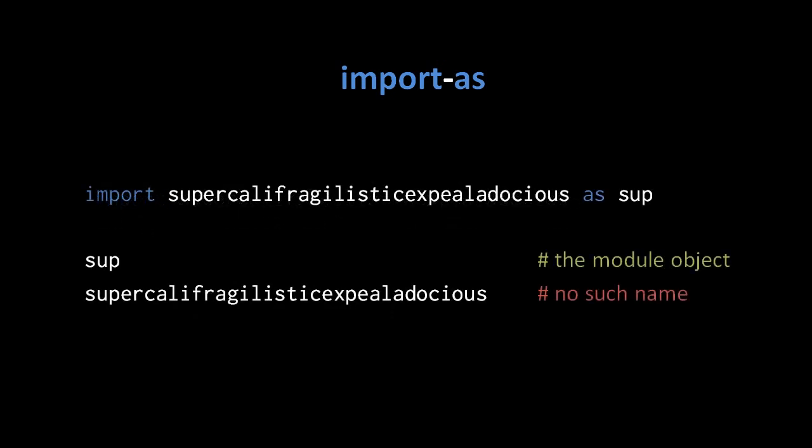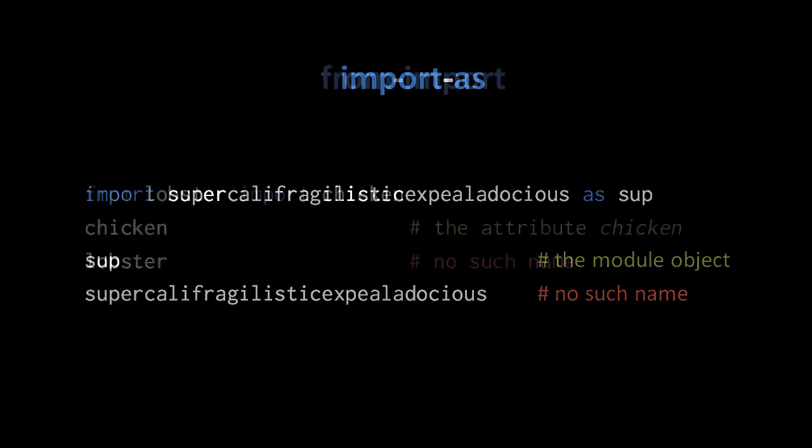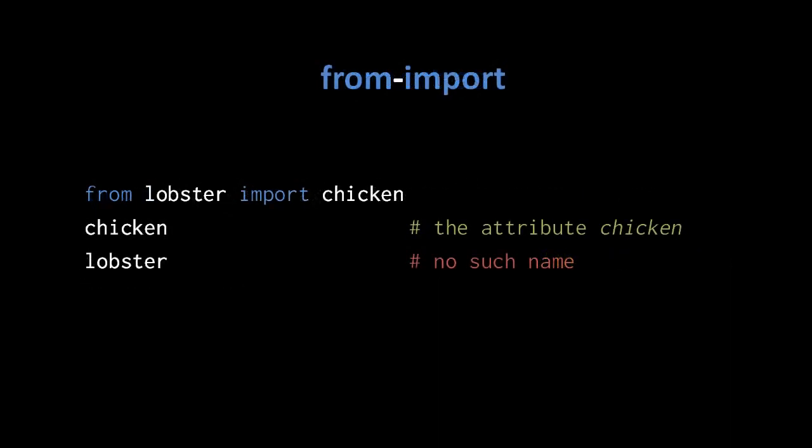Here, if we import supercalifragilisticexpialidocious as sup, then it's importing the module called supercalifragilisticexpialidocious, but rather than assigning it in the local namespace with that name, it's assigning the module object to just the variable sup. So if we try and use sup, then that resolves to the module object, but supercalifragilisticexpialidocious actually doesn't resolve to anything in the local namespace, so it would be an exception to try and use that name.